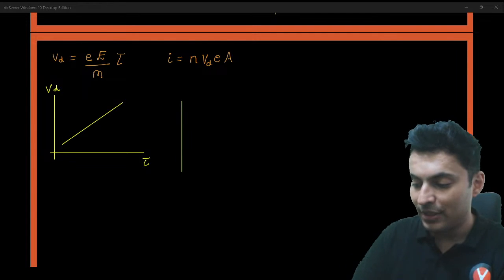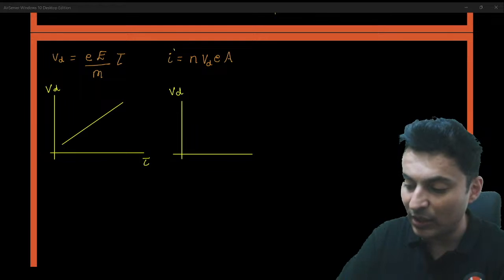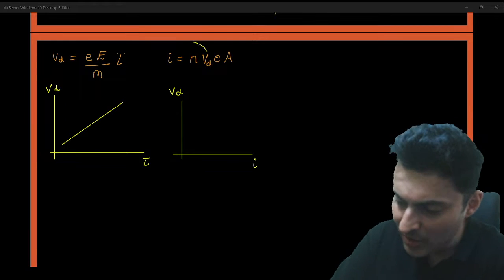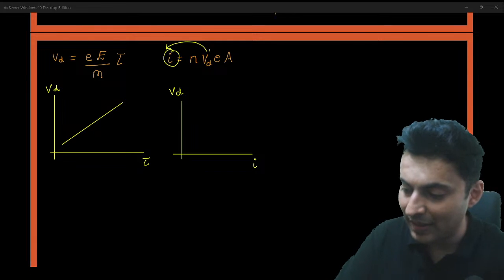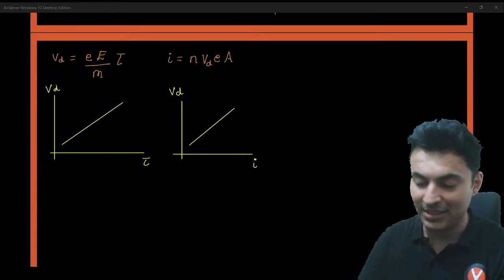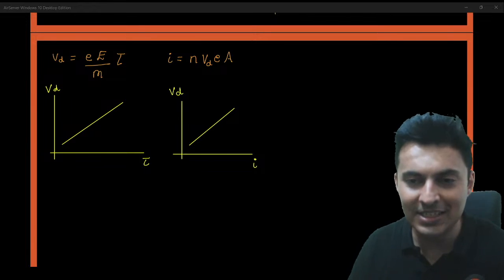But if they ask you how the drift speed varies with respect to the current, then again you can see current is on the top, drift speed is also on the top, so again it is directly proportional to it. So it will be just a straight line.